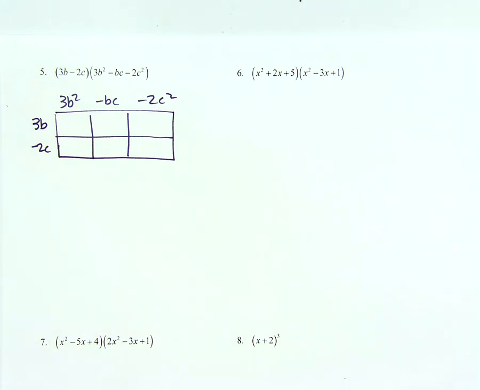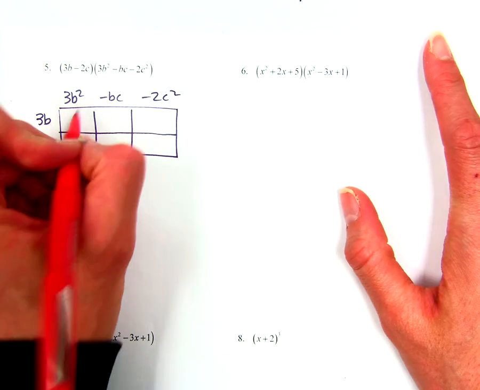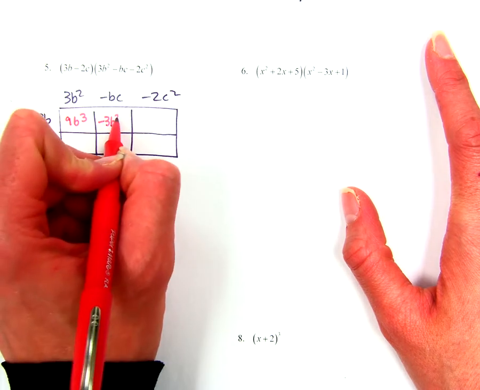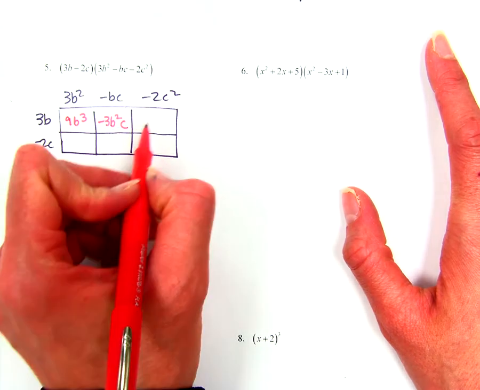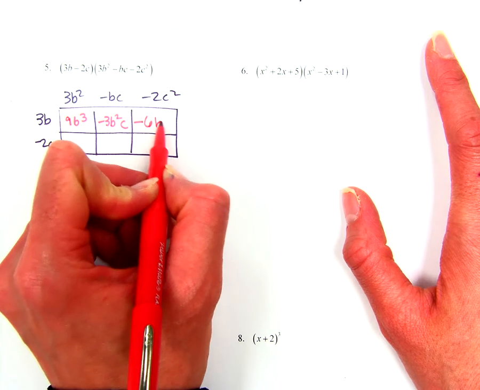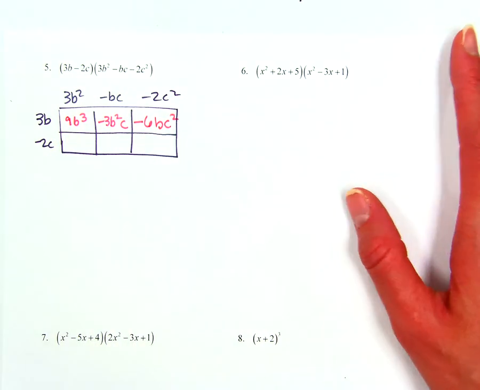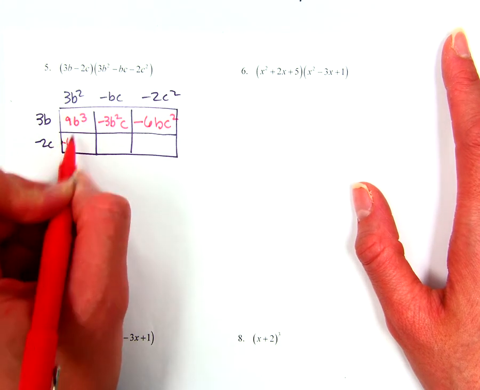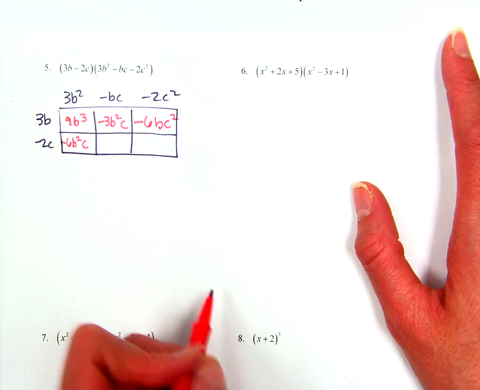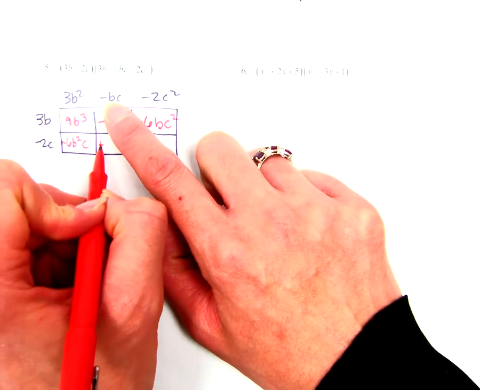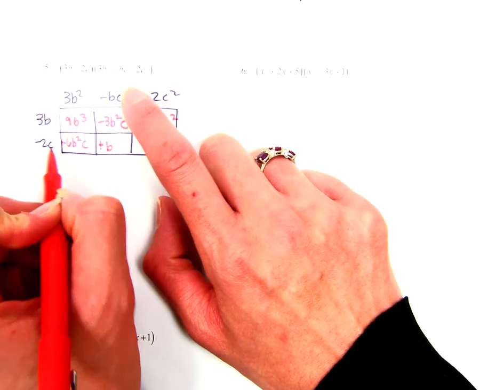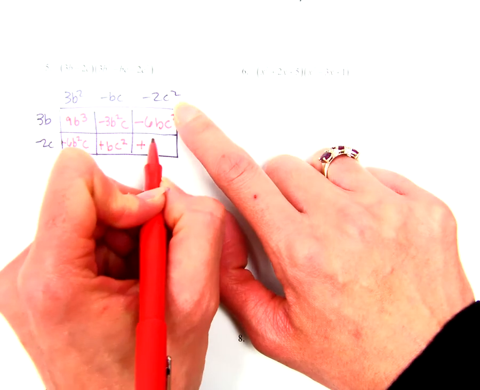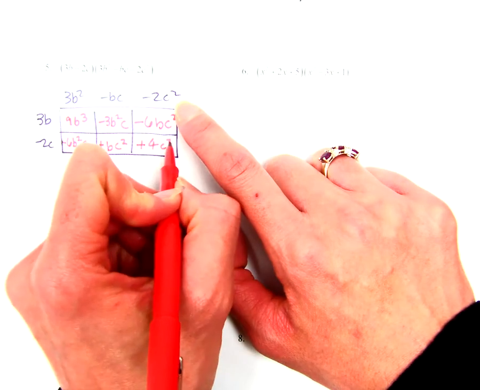All right, so I'm going to switch to another color inside the box. So 9b cubed minus 3b squared c, and then 3 times negative 2 is negative 6, and I'm putting my b first and then my c second, just keeping them in alphabetical order. All right, so negative 2 times 3 is negative 6, and I'm going to put the b's first and then the c's second. Here I have negative times negative, so that's plus, and I have b, and then c times c is c squared. Then over here I have positive 4 and c to the third, because remember 1 plus 2 gives me 3.